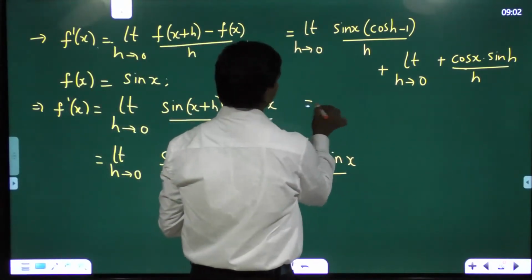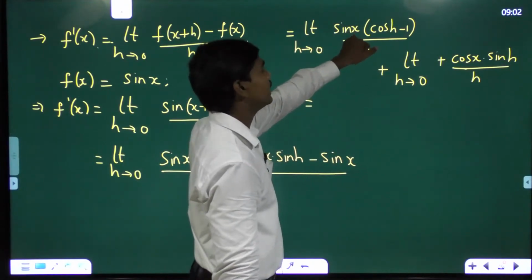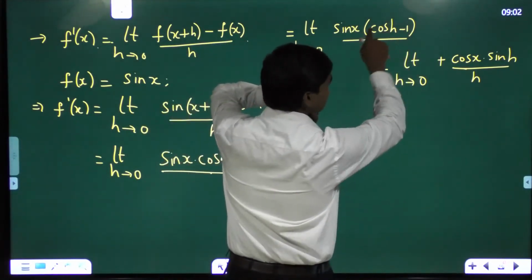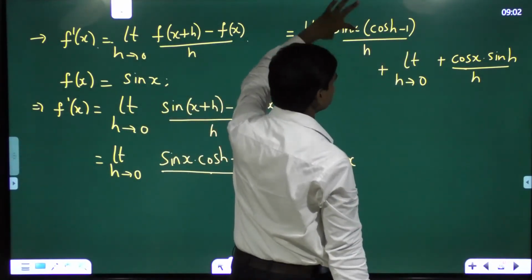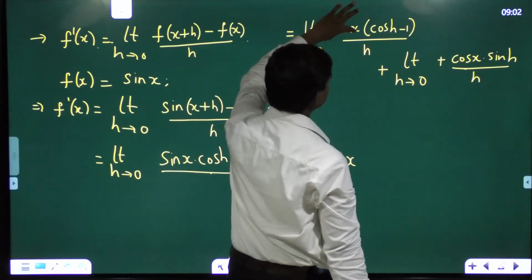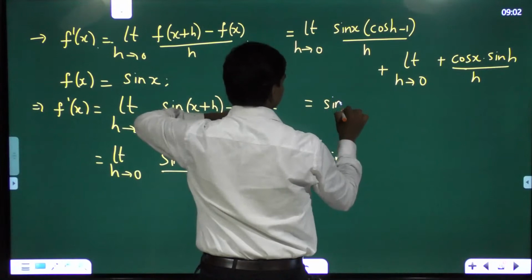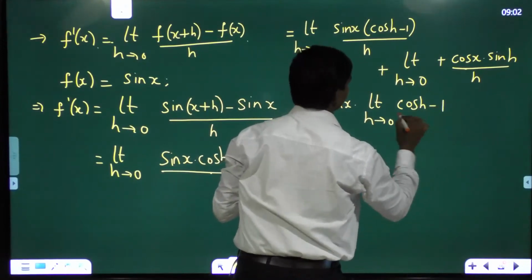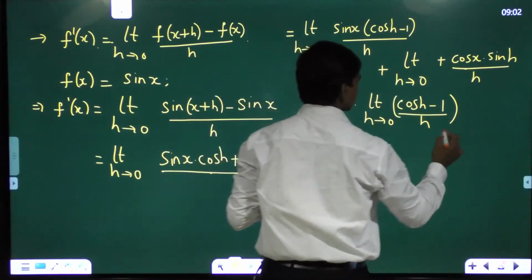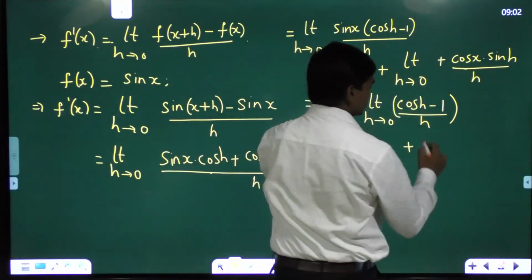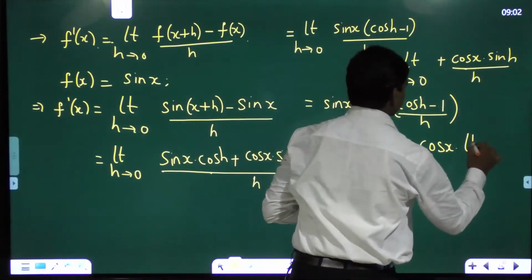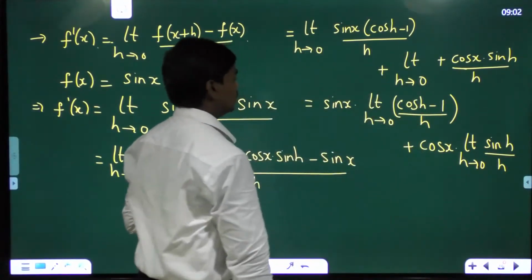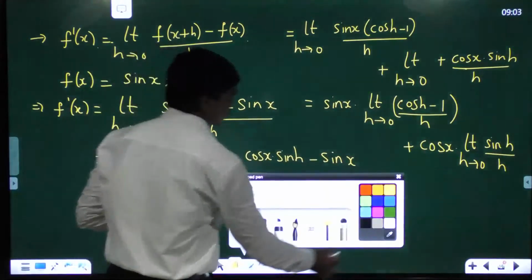Now if you see here, the variable of the limit is h, not x, because there is a limit h tends to 0, so the variable involved here is h but not x. When x is not a variable, this sin x is a constant. So I'm taking this sin x out of this limit, and I write sin x into limit h tends to 0 of (cos h minus 1) divided by h, plus, again this cos x is a constant, so I could bring it out, cos x into limit h tends to 0 of sin h by h. Correct? So now let me draw a partitioning line here, so you may not get confused.